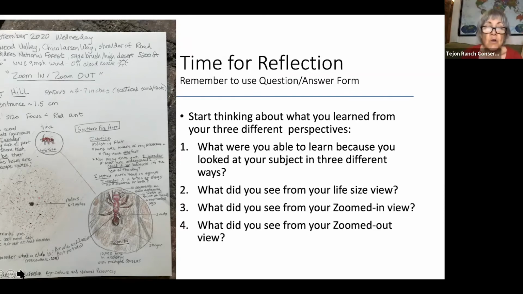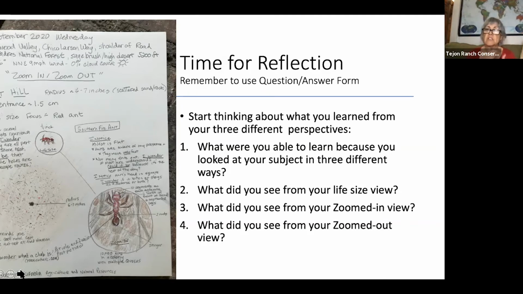Okay, so you're back. You've done your study. You've done it from 3 different perspectives. And I want you to start thinking about all the things that you've learned by looking at it from 3 different perspectives. So the first set of questions are, what were you able to learn because you looked at your subject in 3 different ways? That's the general overarching question. What did you learn because you looked at it from 3 different ways? Now, specifically, what did you see when you looked at your life-size view? What did you see when you looked at the zoomed-in view? And what did you see when you looked at the zoomed-out view?